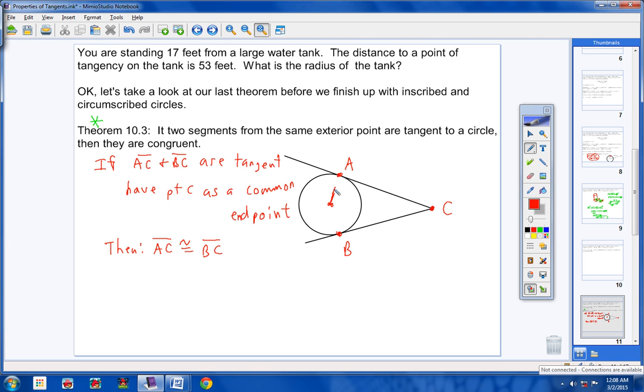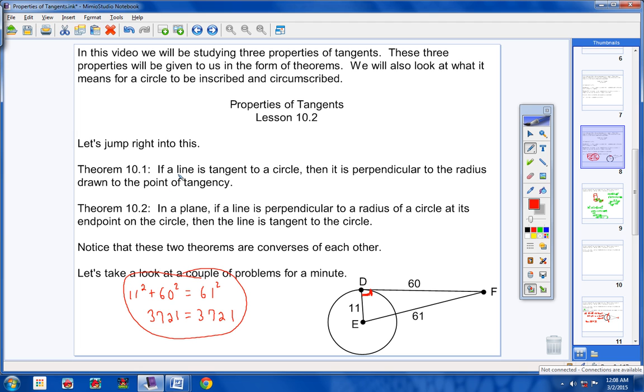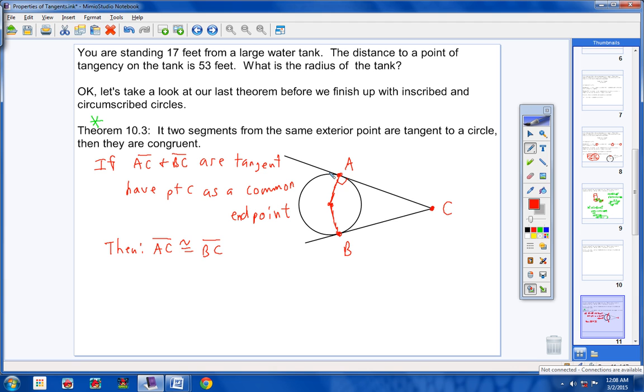Watch. Draw your radius. Draw your radius. What do you know? These two lines have to be what? Perpendicular. We just learned that earlier in Theorem 10.1. If a line is tangent to a circle, then it's perpendicular to the radius, okay? So, that has to be a right angle. This has to be a right angle here. Now, draw a segment here. And you have two triangles. Triangle ACD and triangle BCD.